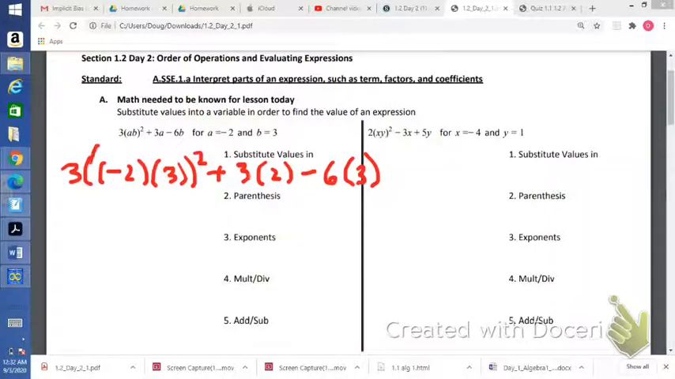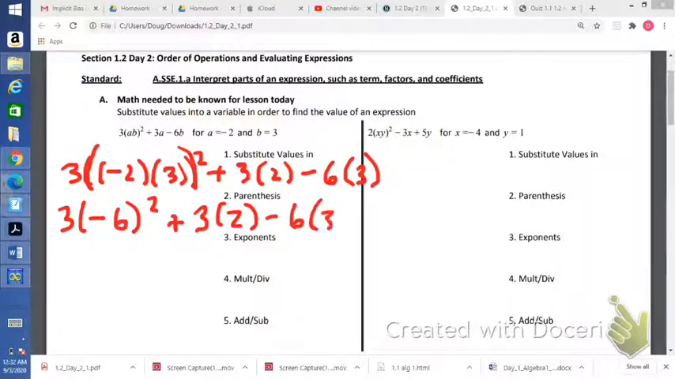Alright, so I see a set of parentheses here. So what I want to do is evaluate what's inside of it. So -2 times 3 gives me a -6. So I'm going to have 3 times -6 squared plus 3 times 2 minus 6 times 3.